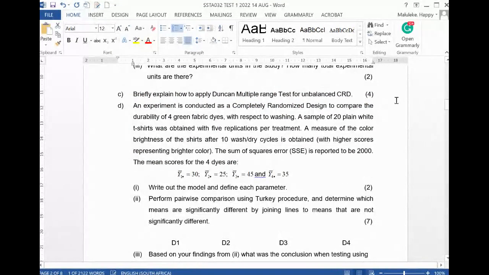C, if you have a question, please raise your hand and then I will stop. C, briefly explain how will you use multiple range test for unbalanced CRD. The only thing that I wanted you to emphasize is how will you deal with what? How will you deal with step number 2? That was my main focus. Because I'm saying, how will you apply Duncan multiple range test for unbalanced CRD? You say you arrange the means, that one is fine.